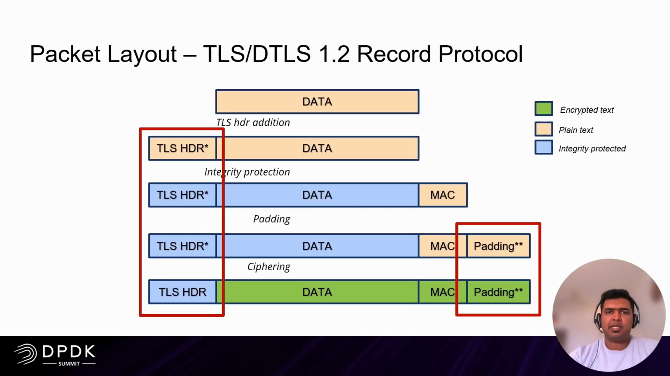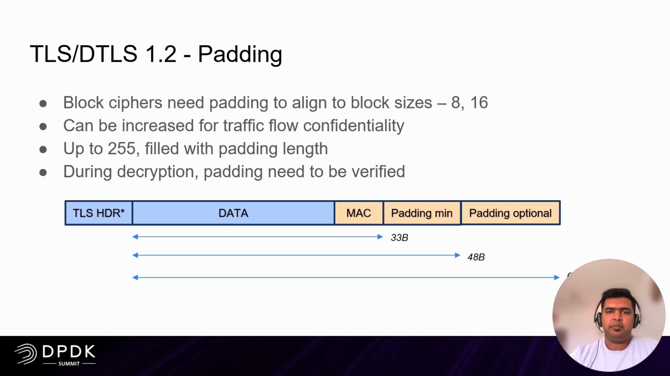Earlier when we saw this slide, there were asterisks in multiple areas, like the TLS header and padding. So there are some specific handling in TLS for these sections, and it is important to understand both these topics to understand some of the API choices. First, we will see padding.